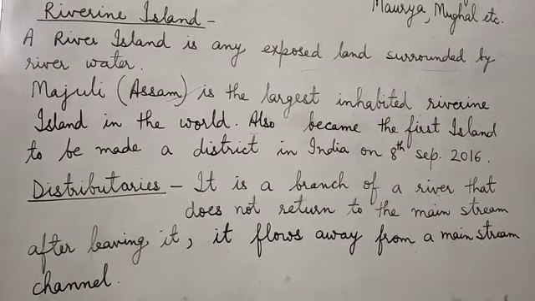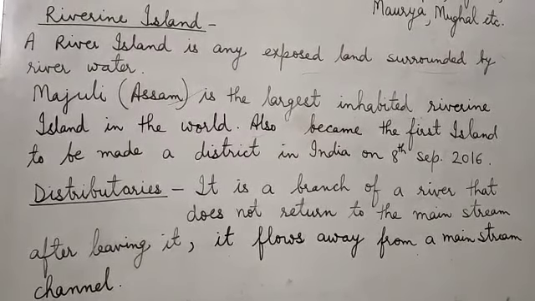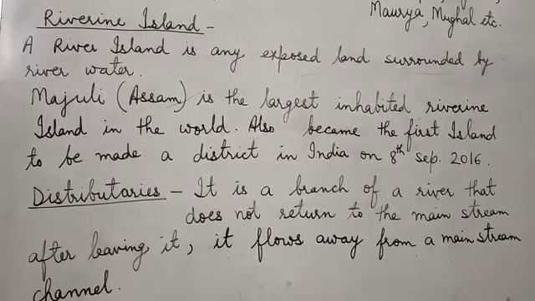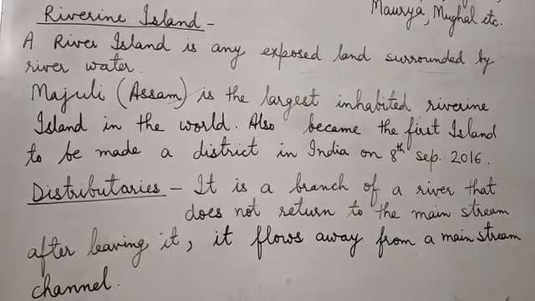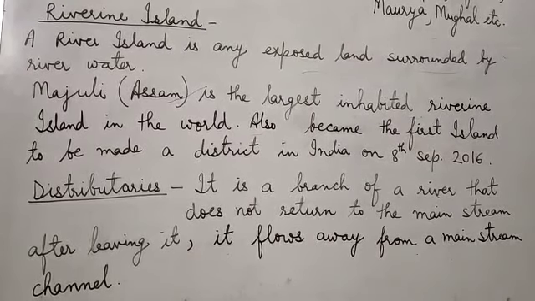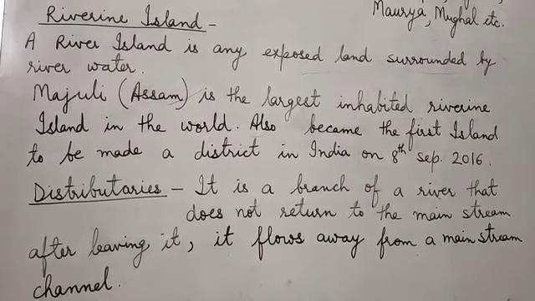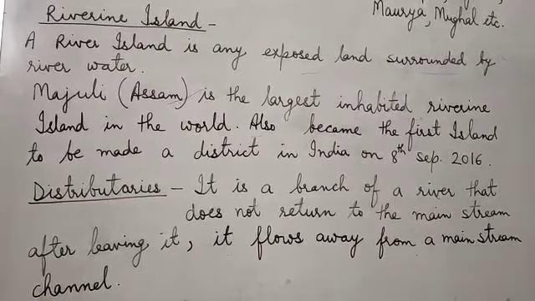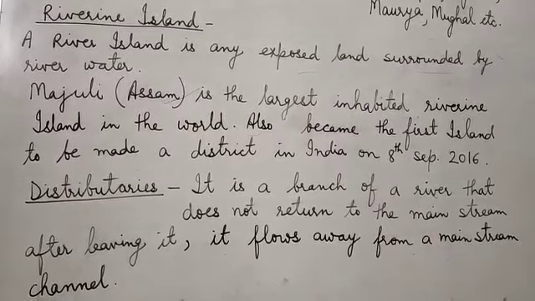In the lower course, the river splits into numerous branches. These branches are called distributaries. These distributaries take away the water of the main stream, and therefore it weakens the main river. That is one of the features of a distributary. So now a very important question arises: what is the difference between the tributary and the distributary?